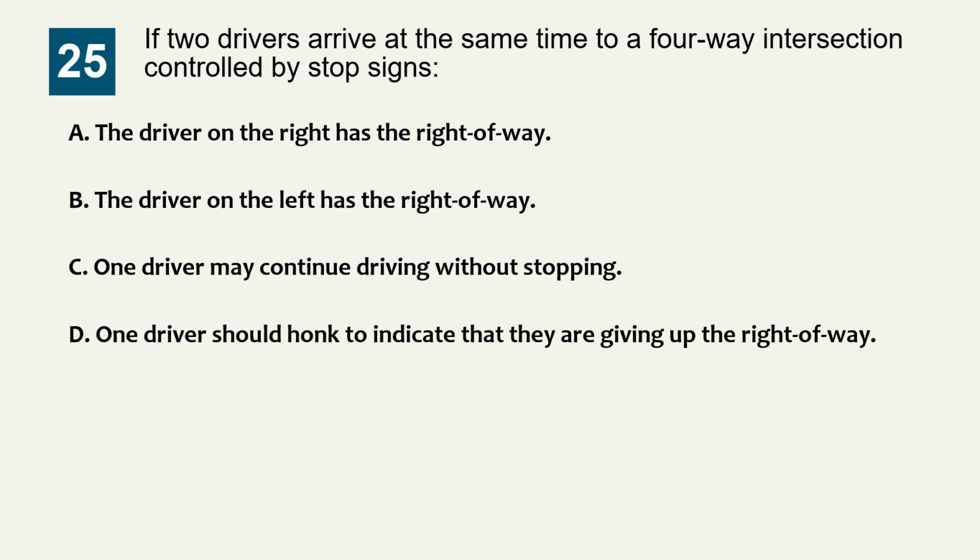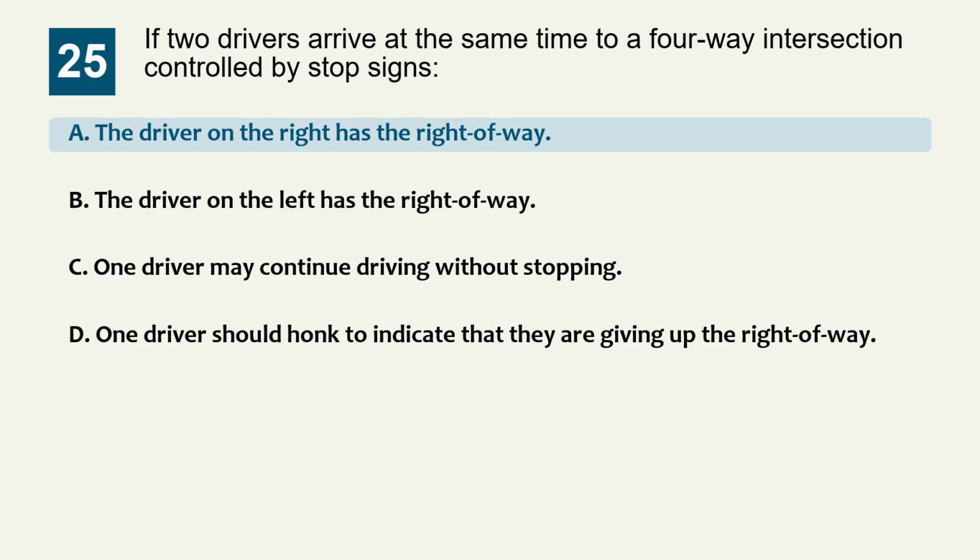Question 25. If two drivers arrive at the same time to a four-way intersection controlled by stop signs. Option A, the driver on the right has the right-of-way. Option B, the driver on the left has the right-of-way. Option C, one driver may continue driving without stopping. Option D, one driver should honk to indicate that they are giving up the right-of-way.